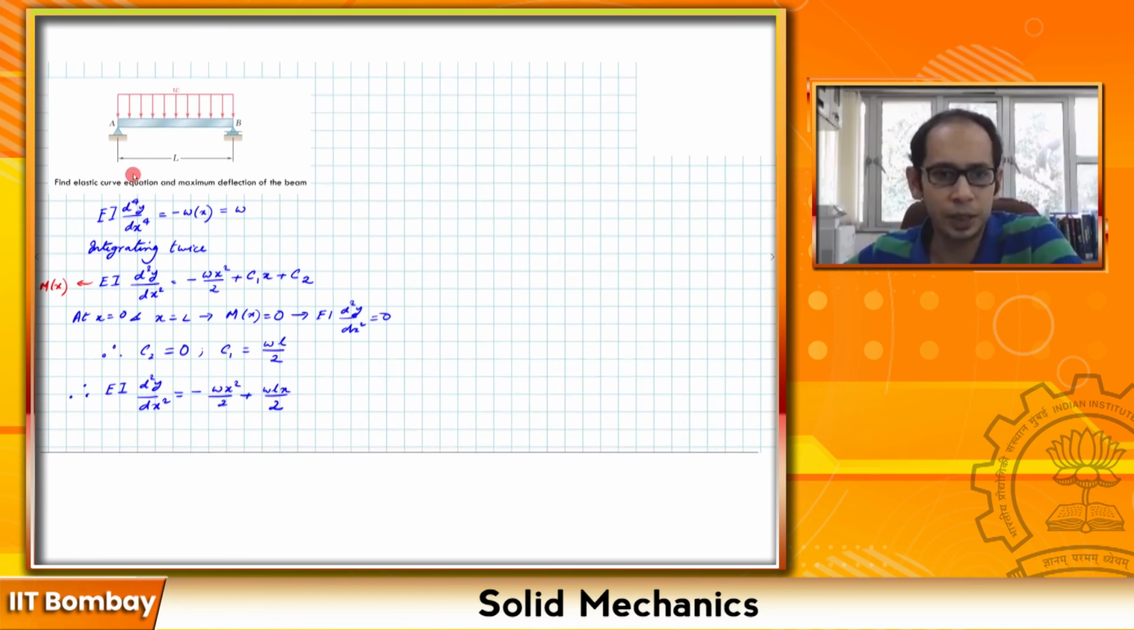This, remember, is nothing but the moment at any section x, which comes out as something like this over here. The rest of the problem is more or less the same: you integrate it 2 times again. So you get 2 more constants, say C3 and C4. Then you use the other 2 boundary conditions, that at x equals 0, y equals 0, and at x equals L also y equals 0. So let's go ahead and plug those in, and let's see what we get as C3 and C4.